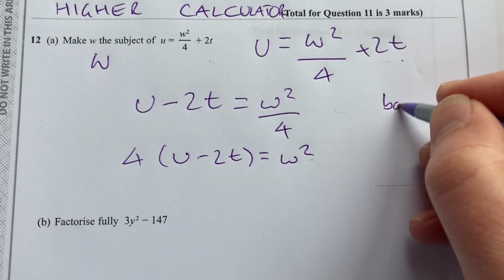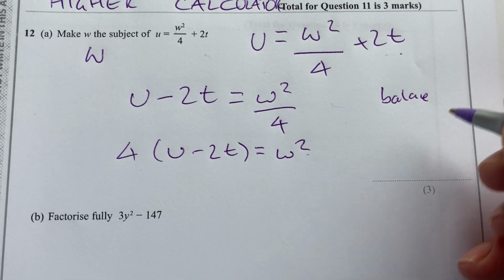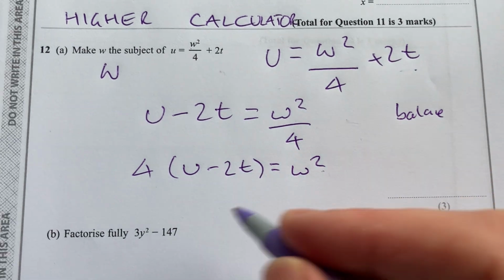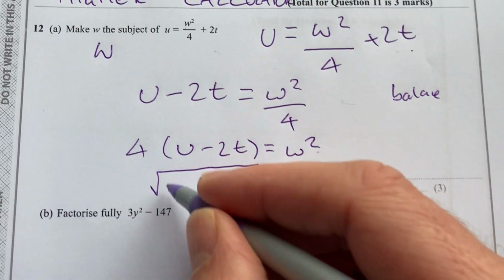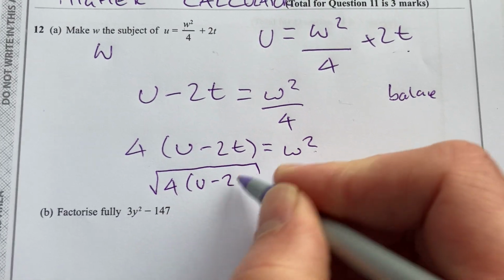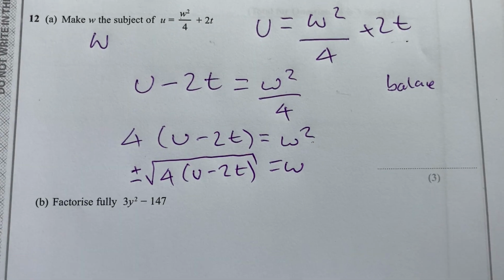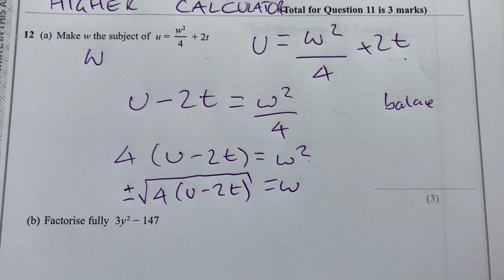So we always do the balance method, the opposite operation, the inverse, as I've been doing the whole way. I'll take the square root there. So it's the square root of 4 times U minus 2t, equal to W, and positive and negative terms there.